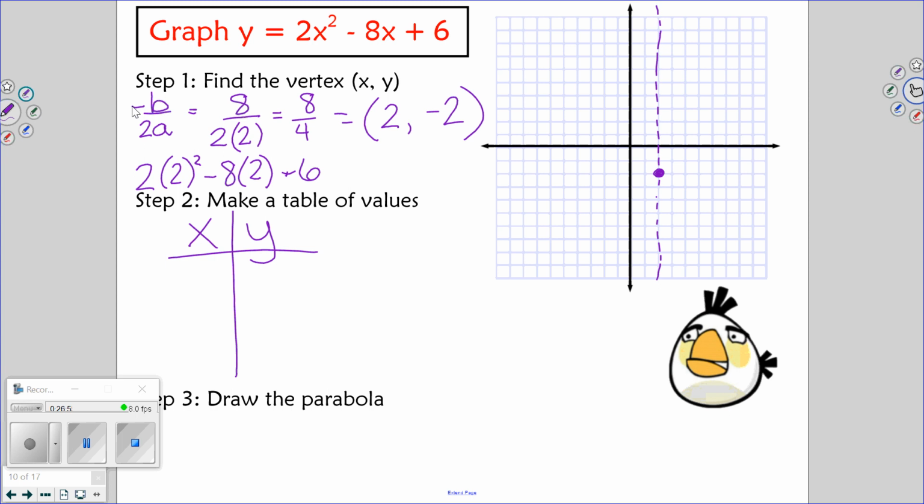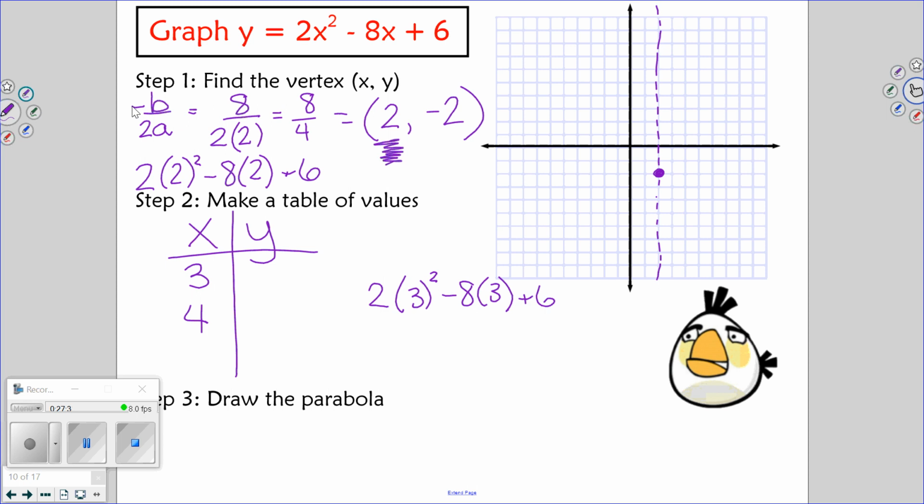So for me to have the best chance of getting points that fit on my graph, wherever your x value is here, I go 2 to the right. That's at 2, so I'm going to plug in 3 and 4. Could you plug in anything you want? Sure, you could. But to try to get points that stay on the graph, and that doesn't always happen, I'm going to plug in 3 and 4. So plug in 3: 2 times 3 squared minus 8 times 3 plus 6.